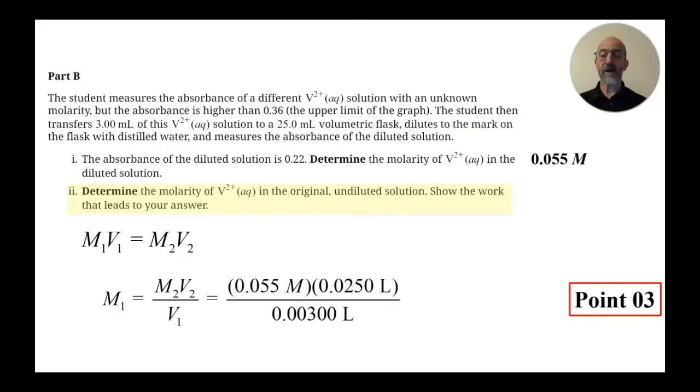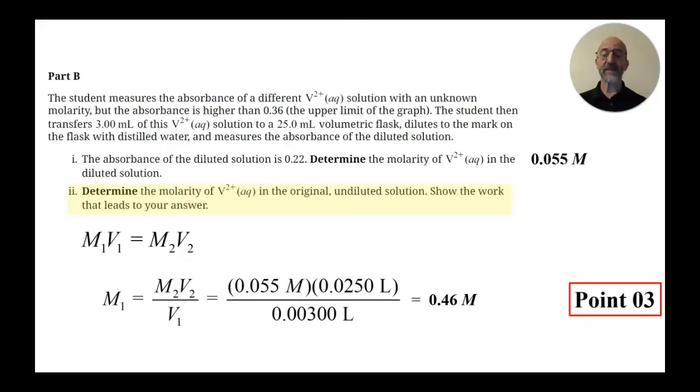My V1 is 3 milliliters or 0.003 liters. My M2 is the value that I had determined from the diagram or the graph, and that was 0.055 molar. And again, my volume of that diluted solution was 25 milliliters or 0.025 liters. So I'm solving for M1. I've got M2 times V2 divided by V1. And my answer for the third point of this question would be 0.46 molar. That is the molarity of the original undiluted solution.